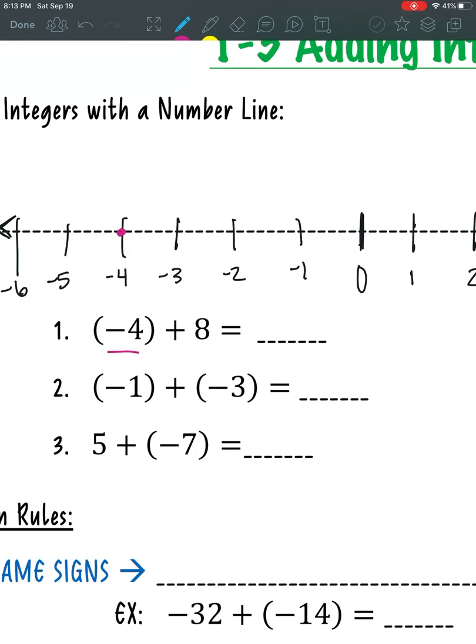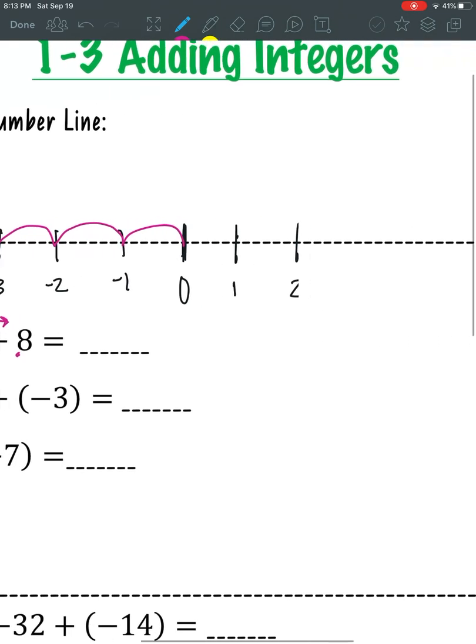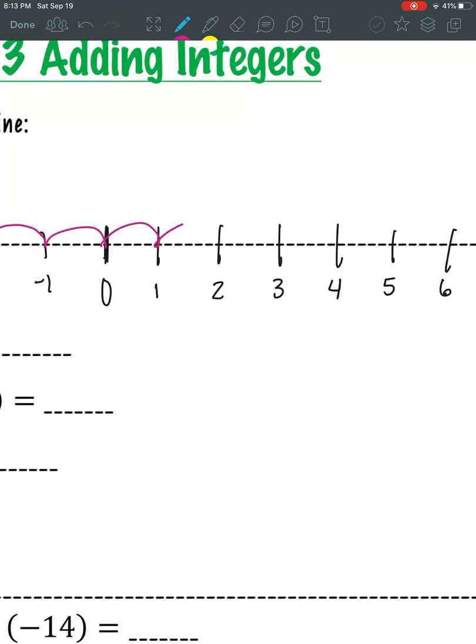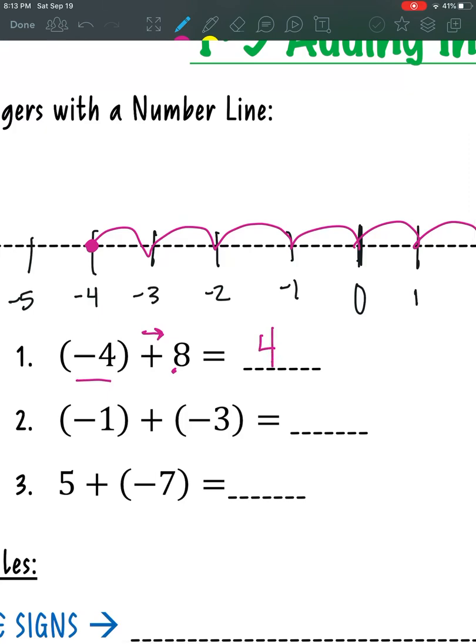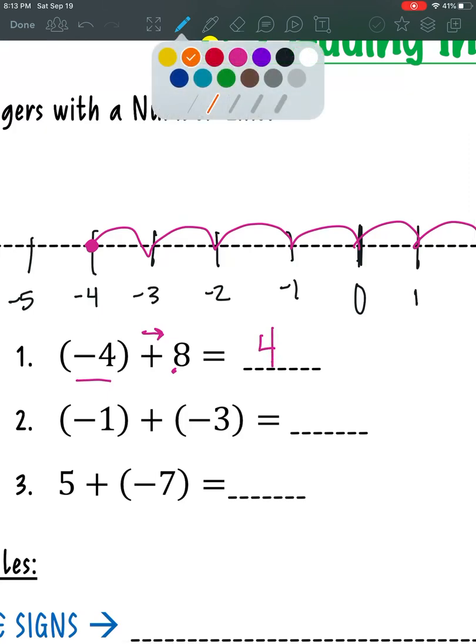So let's look at this first example. I'm going to do it in pink. So we're going to start out on -4. So here's -4 on our number line. Okay, and we're going to add 8. Since it's positive, we're going to go towards the right. 1, 2, 3, 4. We're going to do this 8 times. 4, 5, 6, 7, 8. And we stop. So we are at 4. So our answer is 4.